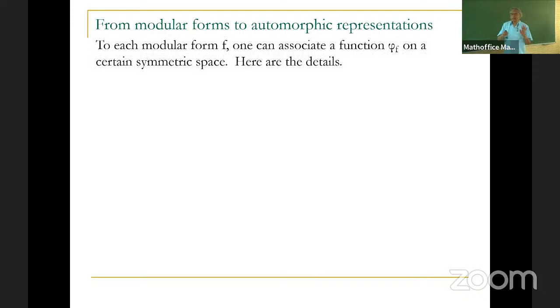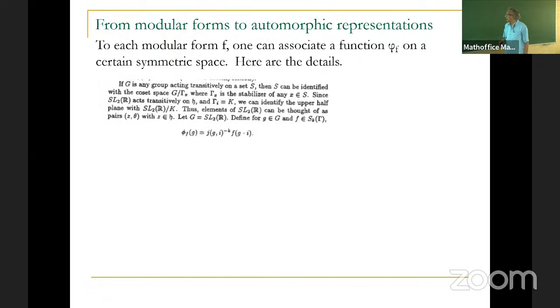So first thing is you had to go back to the world of classical modular forms and reinterpret that in geometric terms, topological terms. So to each modular form, one can actually associate phi sub f on a certain symmetric space. And the details are very simple. If I have a group acting on a set S, and if the action is transitive, that means you give me 2 points, x and y. There's an element g in the group taking x to y via g.